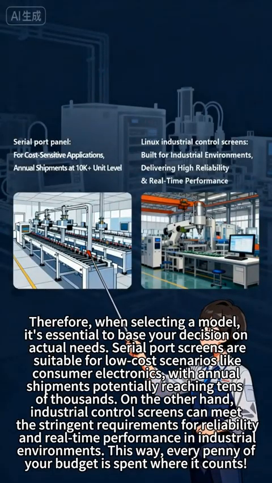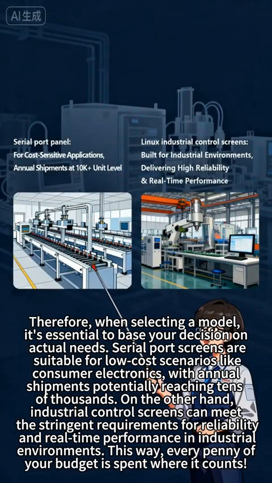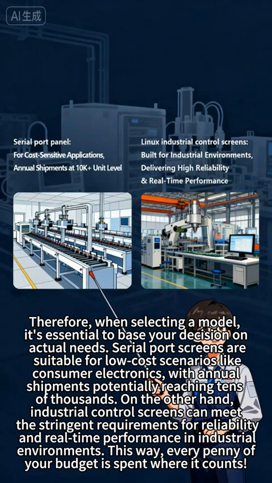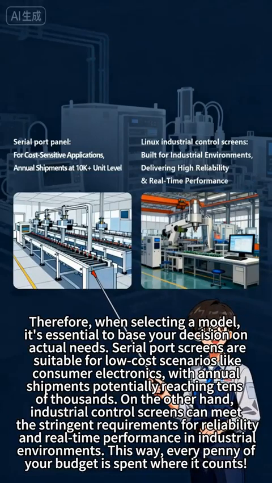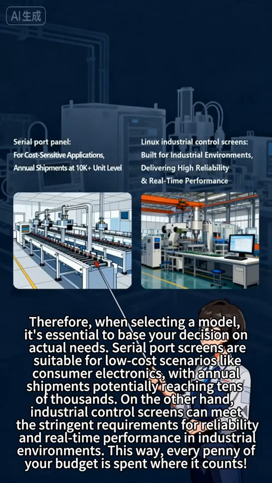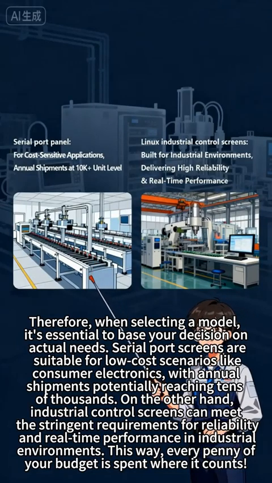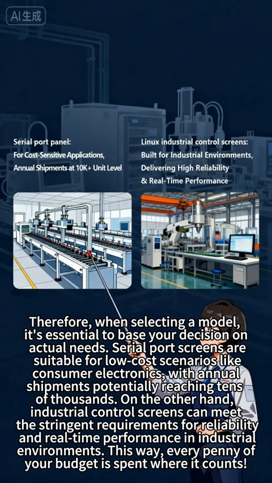Therefore, when selecting a model, it's essential to base your decision on actual needs. Serial port screens are suitable for low-cost scenarios like consumer electronics, with annual shipments potentially reaching tens of thousands. On the other hand, industrial control screens can meet the stringent requirements for reliability and real-time performance in industrial environments. This way, every penny of your budget is spent where it counts.